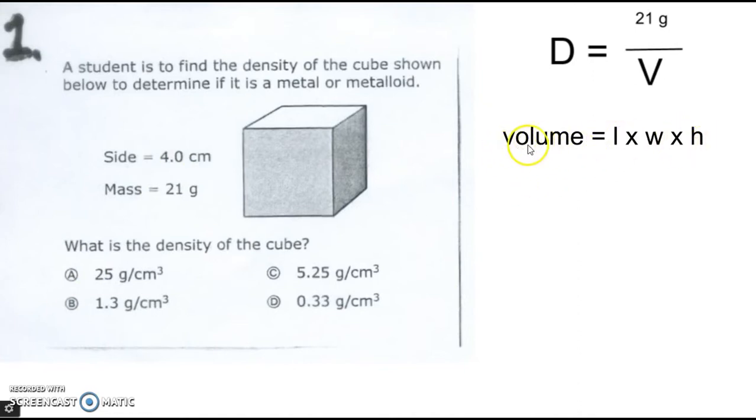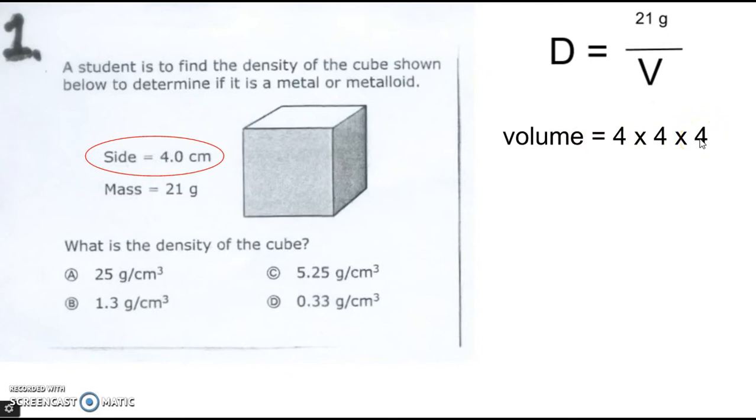But first I want you to write down this formula: volume equals length times width times height. And then once you write that down, right below it, you can put in 4 centimeters for each one of those length, width, and height. And then you're going to have volume equals 4 times 4 times 4.